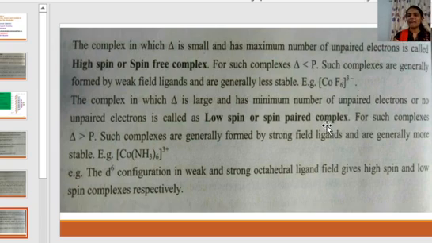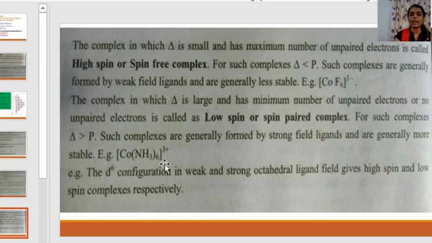For the complexes having strong field ligand, that is whenever the ligand is a strong field ligand in a complex, the splitting between these two levels will be higher. This gap will be higher, due to which the electron prefers to get paired into the lower energy state. There will be a smaller number of unpaired electrons present and the electrons will get paired. Due to pairing of electrons, the complex is called low spin or spin paired complex.